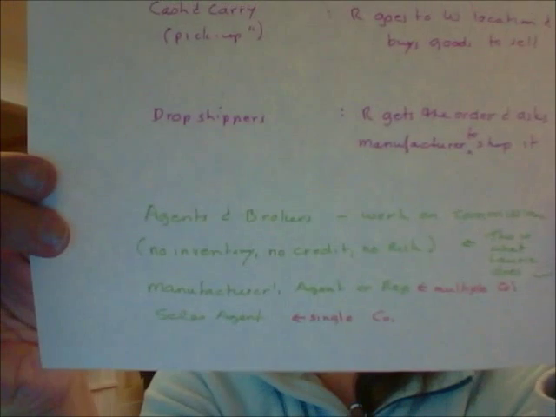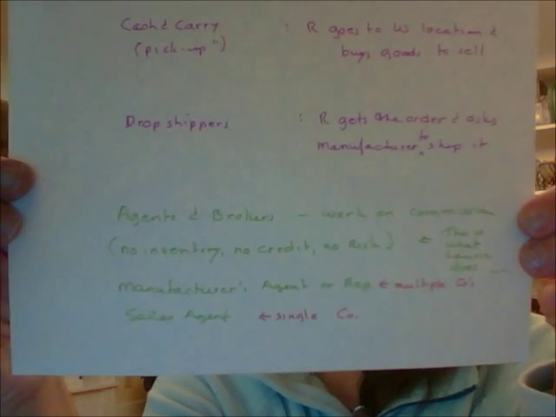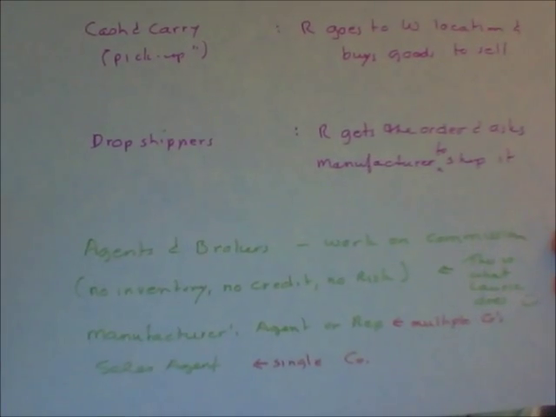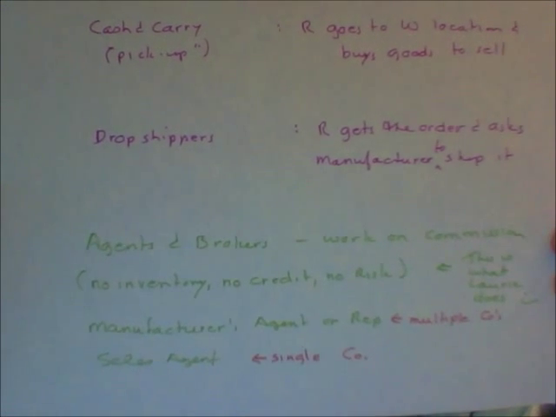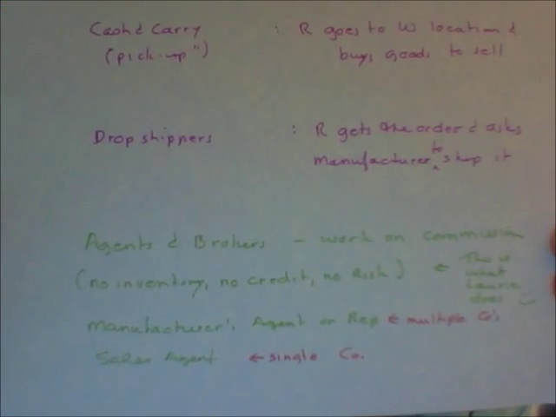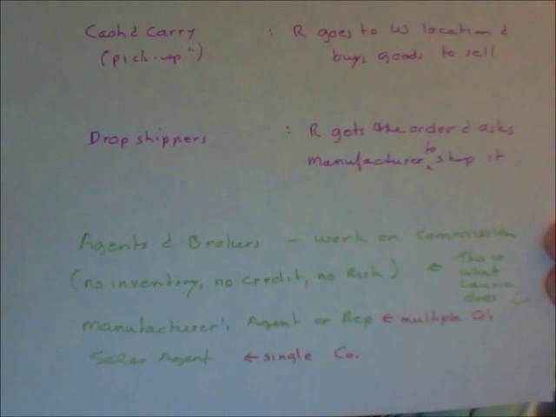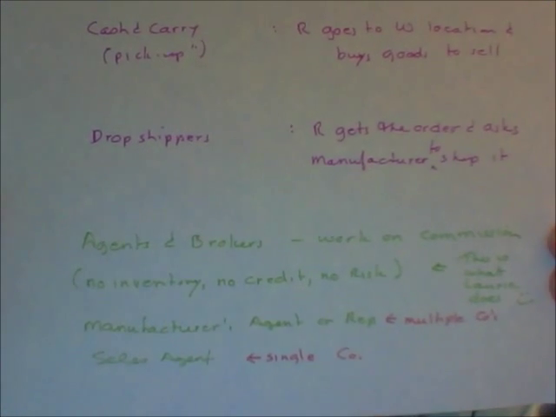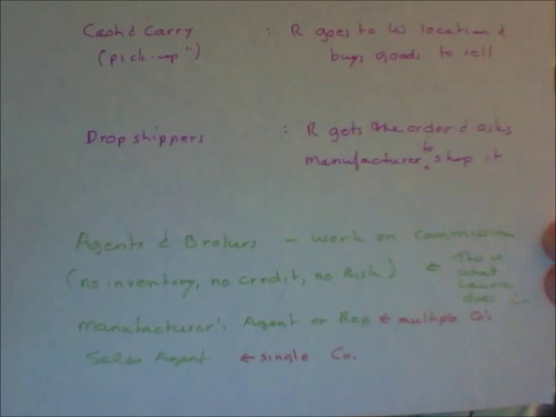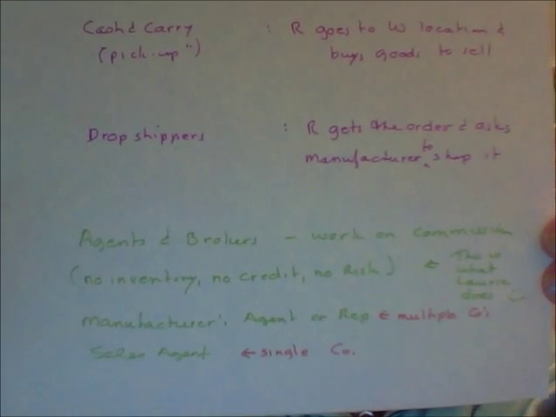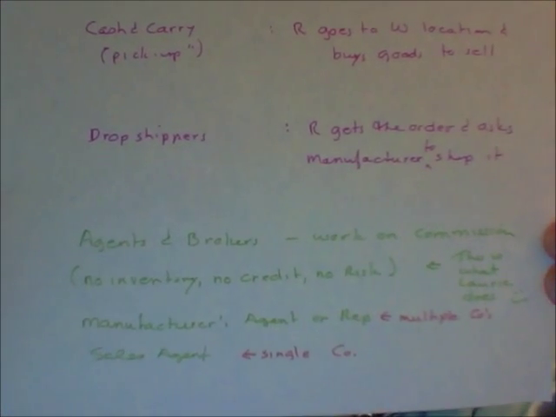Next category is agents and brokers, and this is my favorite because this is what I do. Hoping you can see that clearly enough. And we work on commission. We don't have inventory, we don't have to offer credit, and we don't have risk. It's an awesome job. You want to be in this position if you can at all possibly. Manufacturers' agents, or reps, represent multiple companies, and a sales agent represents a single company.